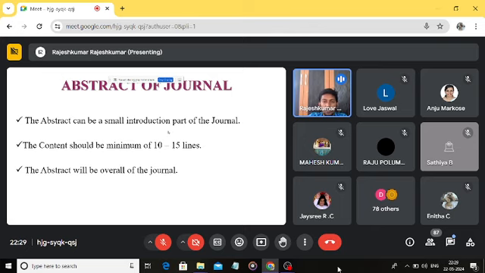It can be a small introduction to the overall paper. We have to give a minimum of 10 to 15 lines only. The abstract will be the overall summary of the journal.